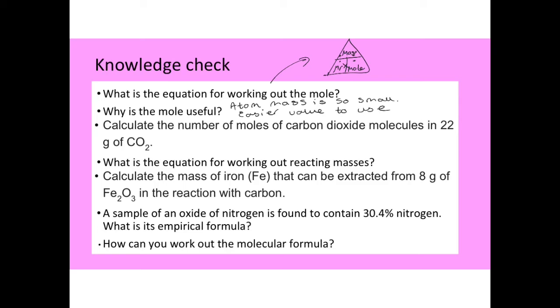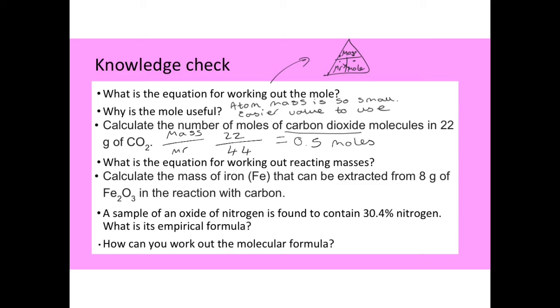Calculate the number of moles in carbon dioxide in 22 grams of CO2. So we're trying to work out the number of moles. So cover the moles and we'll do mass divided by Mr. Mass over Mr. The mass is 22. Oxygen 16 times by 2, that's 32. Plus carbon, which is 12, so that would be 44. Put that into a calculator. So it would be 0.5 moles.